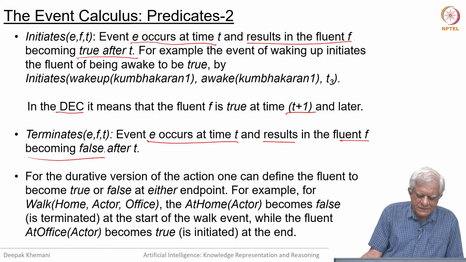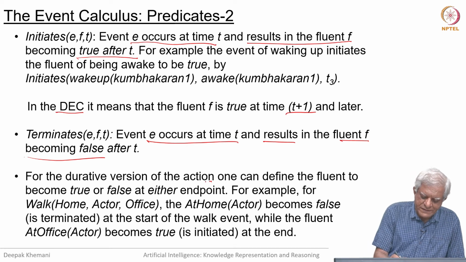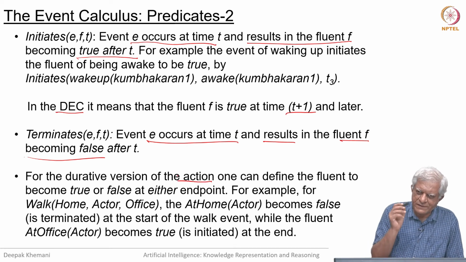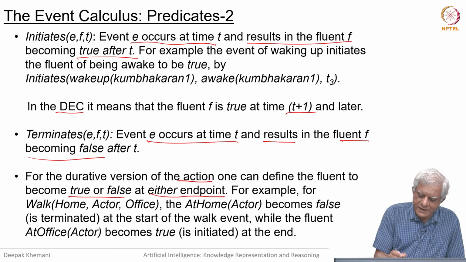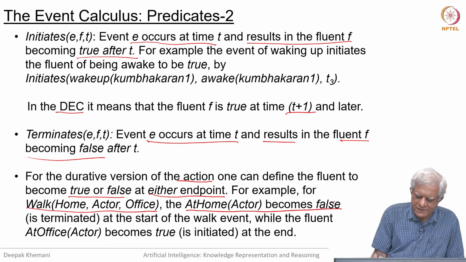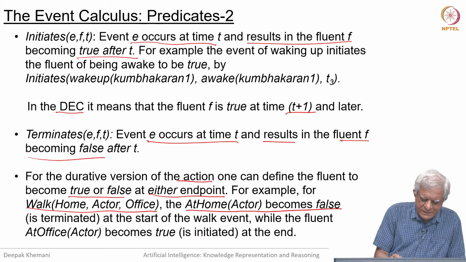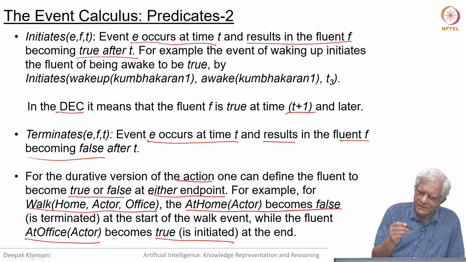If you are talking about durative actions, which begin at a time t1 and end at time t2, we can define the fluent to become true or false at either end point. So, for example, if you say that you are walking from home to office, then at the beginning of the action, not being at home is initiated, and being at the office will become true at the end of the action.